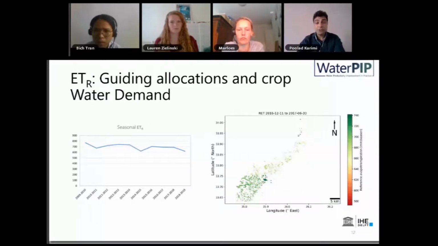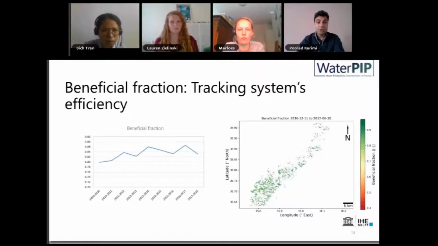ET reference is another important indicator because it also guides us through water allocations, because crop water demand traditionally has been decided using crop coefficient times the ET reference. So in that case, when we actually make those decisions, it would be good for us to see how the reference evapotranspiration has changed over time and how that correlates with the change of actual evapotranspiration in the same area.